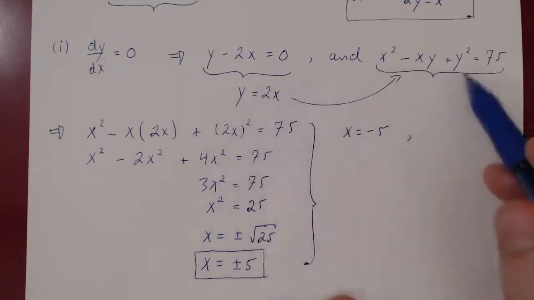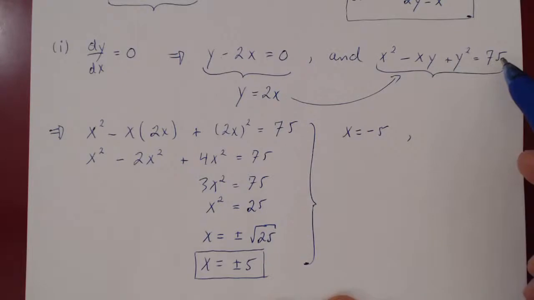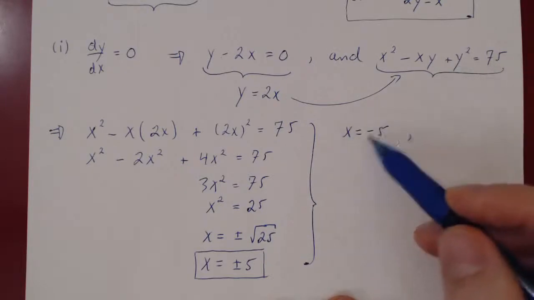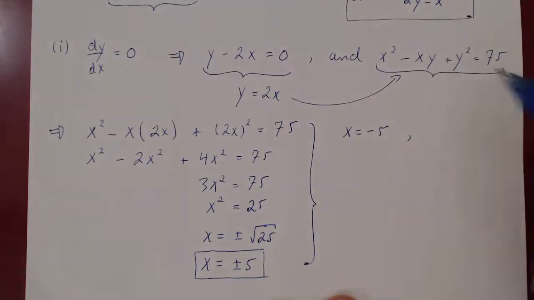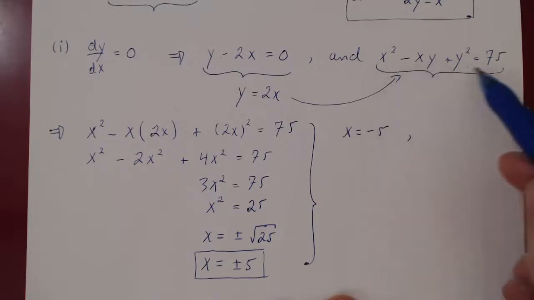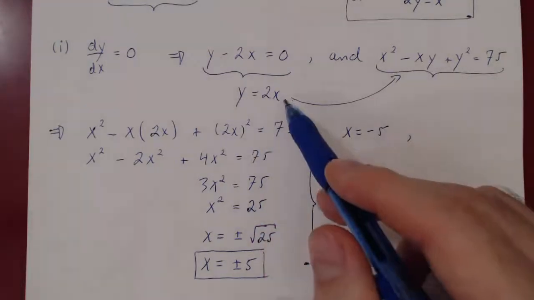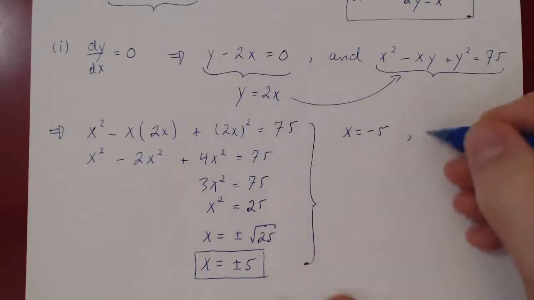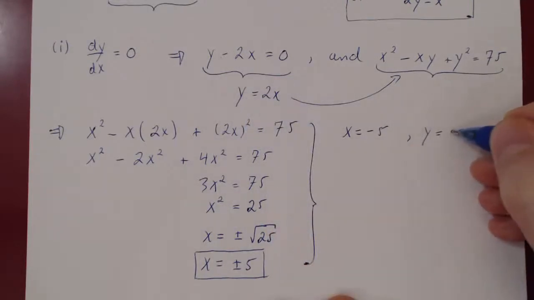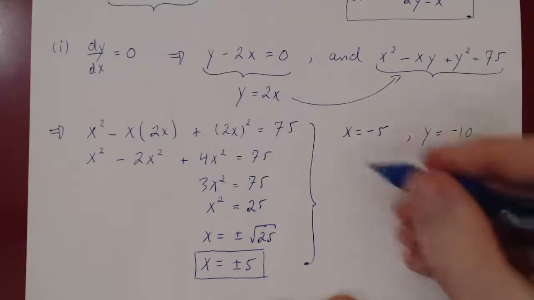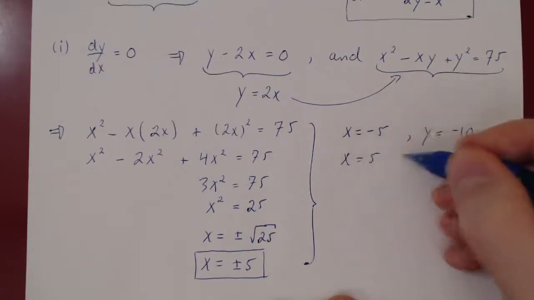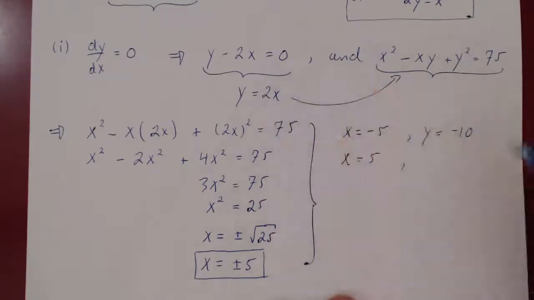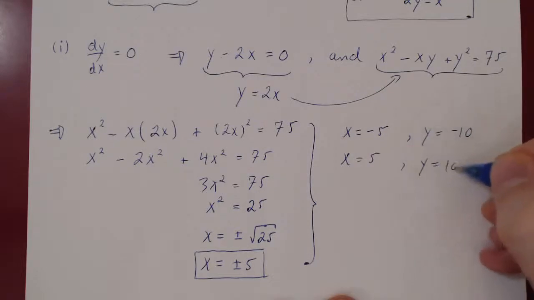y must be 2x, and this equation must be true. Well, given that x is negative 5, the simplest equation that will allow us to solve for y is clearly not this one, but this one. So if x is negative 5, y is 2 times negative 5, hence y is negative 10. And if x is positive 5, y will be 2 times 5, positive 10.